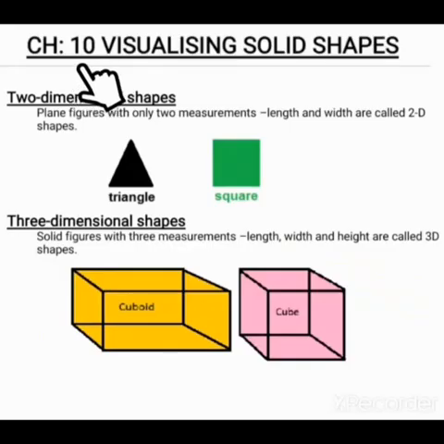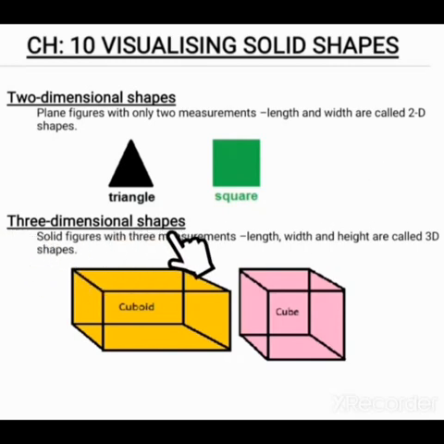Now, our next chapter 10, Visualizing Solid Shapes. In visualizing solid shapes are 2D shapes and 3D shapes. What is a 2D shape? 2D shapes means two-dimensional shapes. Two-dimensional shapes are plane figures with only two measurements, length and width, and are called 2D shapes. Examples of 2D shapes are triangle, square, rectangle, circle, etc.